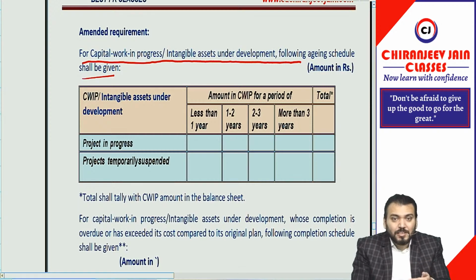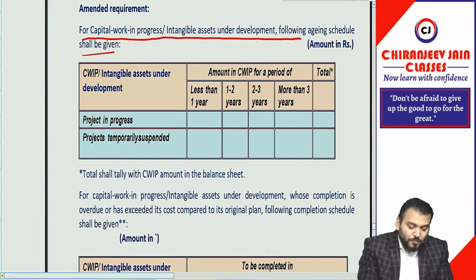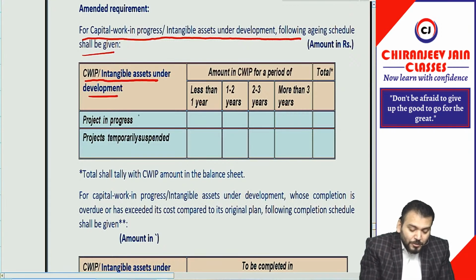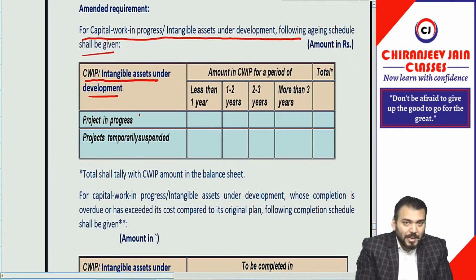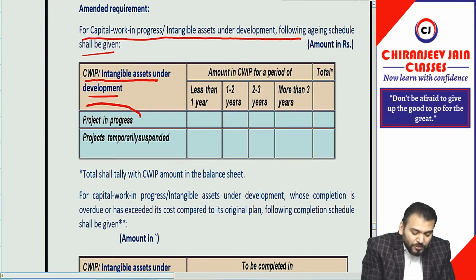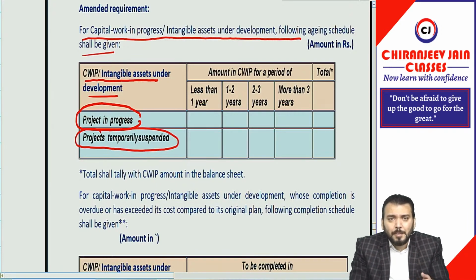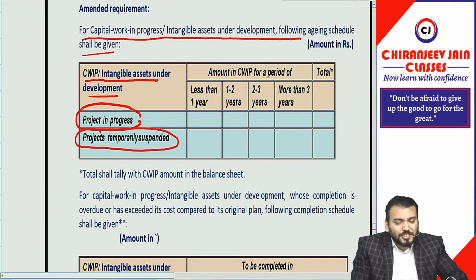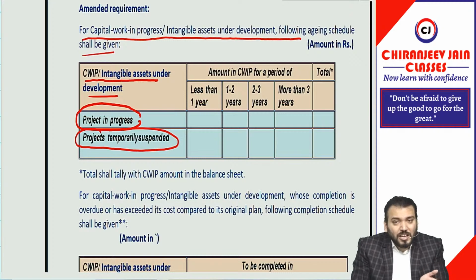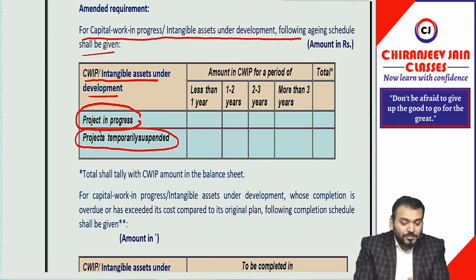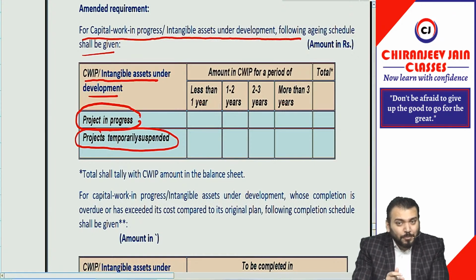Following aging schedule is required to be given. We need to find out any capital WIP or intangible asset under development. We need to divide this into two categories: projects which are in progress and projects which are temporarily suspended. It might happen there are some capital WIP for which development has been suspended, while others are under progress.